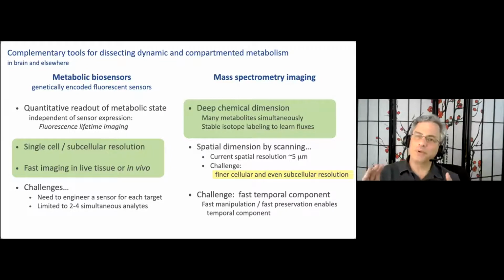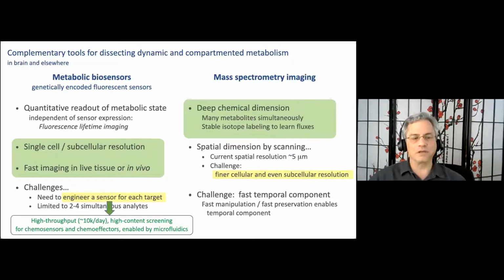And then my hope is that from this systemic view that we get from mass spec imaging, we can decide, well, which sensors are really worth making. We have to go back and engineer them each, but we can learn what are the harbinger metabolites from the mass spec imaging, and we can engineer sensors for each target.